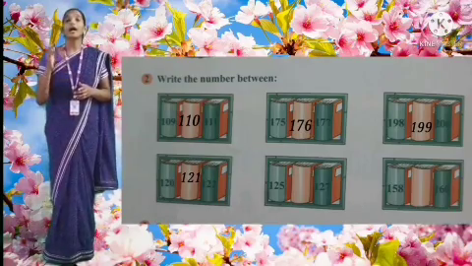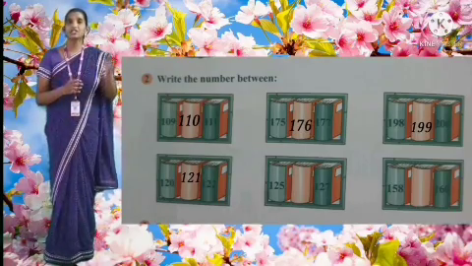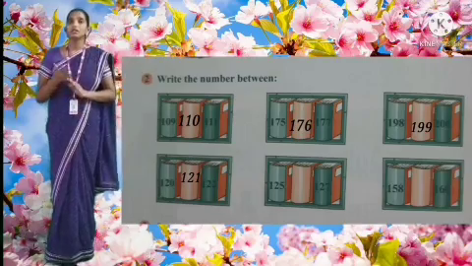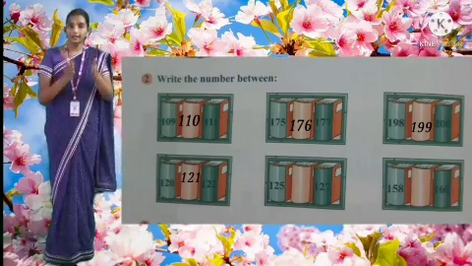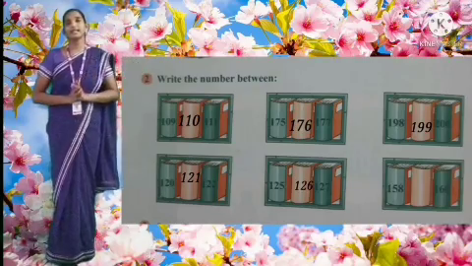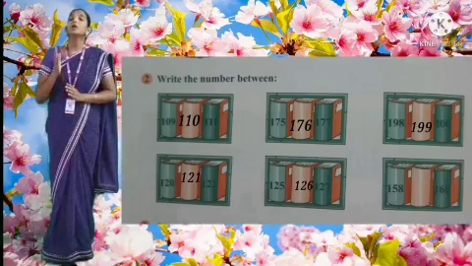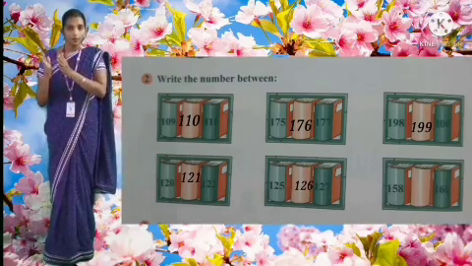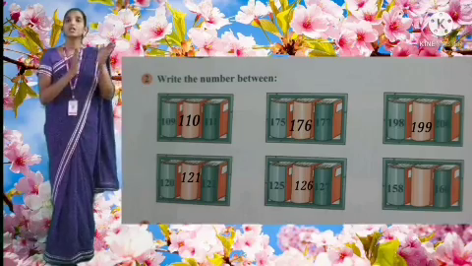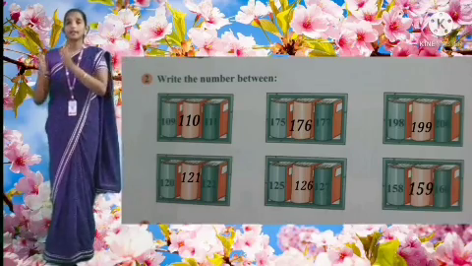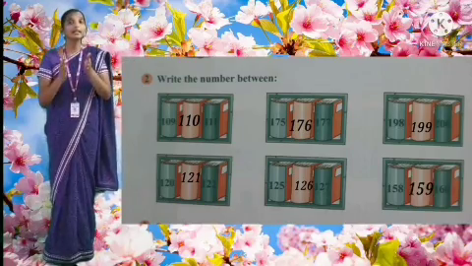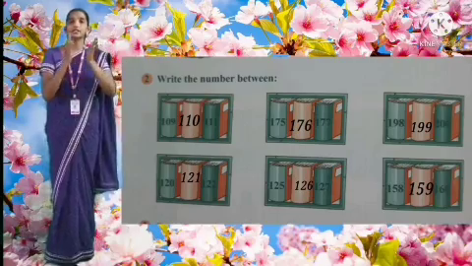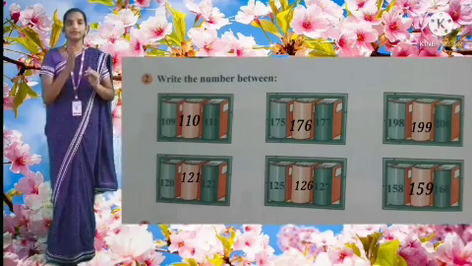The next one, 125 dash 127. So 125, 126, 127. The last one, 158 dash 160. So 158, 159, 160. So we have to write as 159.